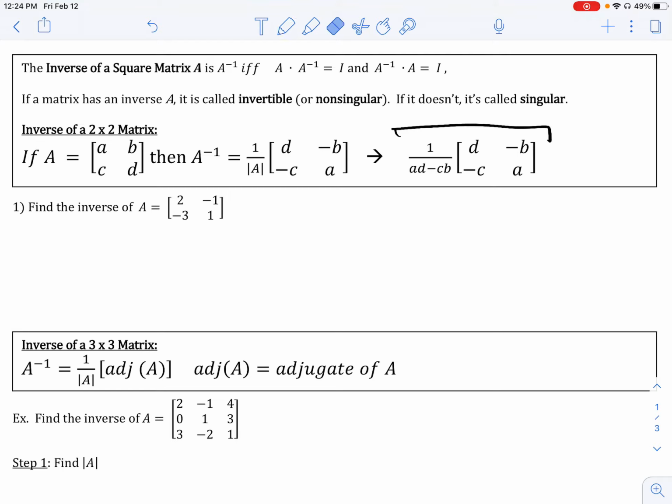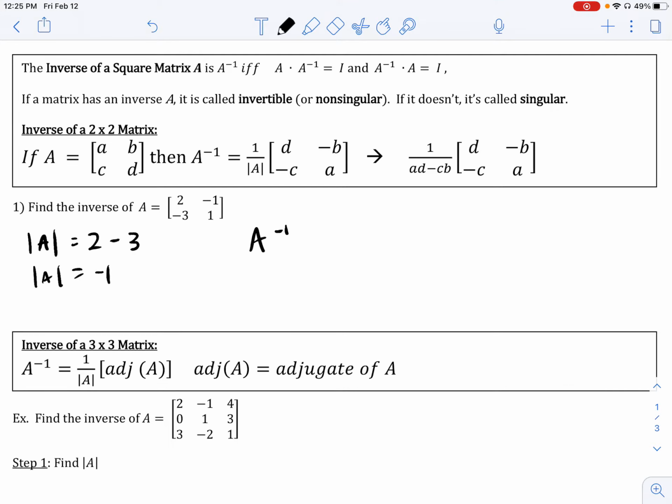So let's just actually try a problem with this. So let's look at a matrix here. We have a simple 2 by 2 matrix. So the first thing we're going to do is find the determinant of this matrix. So the determinant of matrix A is going to be 2 minus, and then we're going to subtract the product of -1 and -3, which is 3. So the determinant of this matrix A is equal to -1.